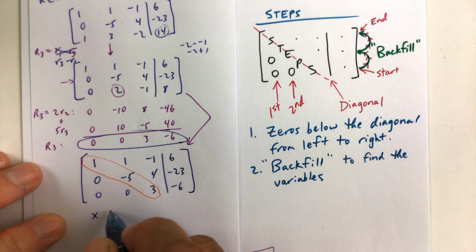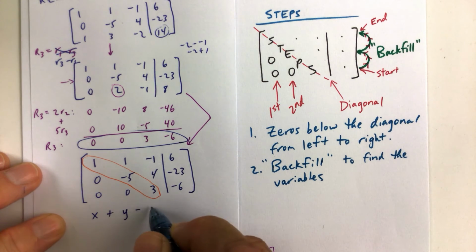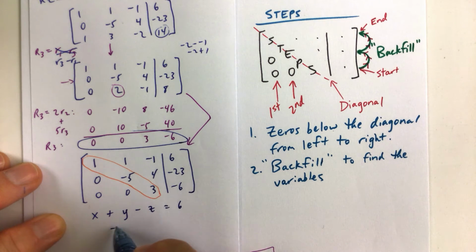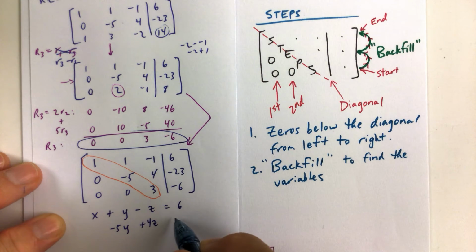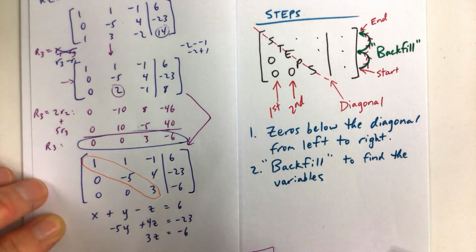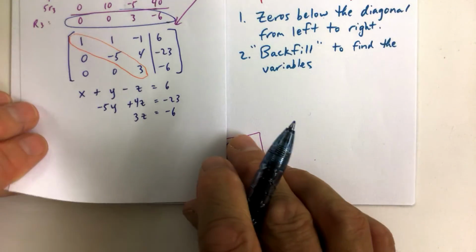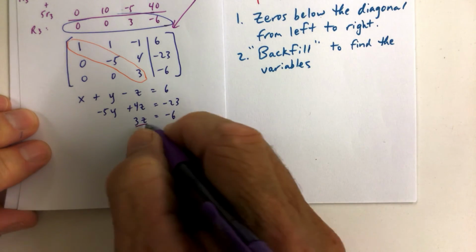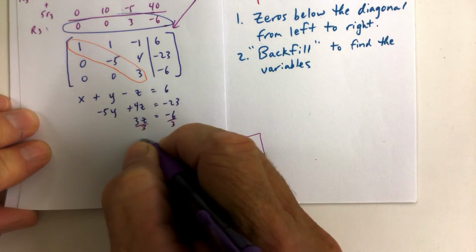1x plus 1y minus 1z is equal to 6. That's our first row. We have negative 5y plus 4z is equal to negative 23. And then we have 3z is equal to negative 6. So it allows us to solve for z. So if we divide both sides by 3, we get z is equal to negative 2.